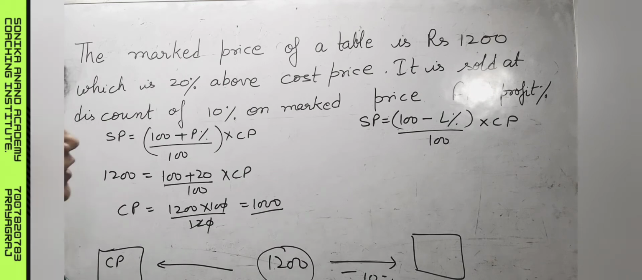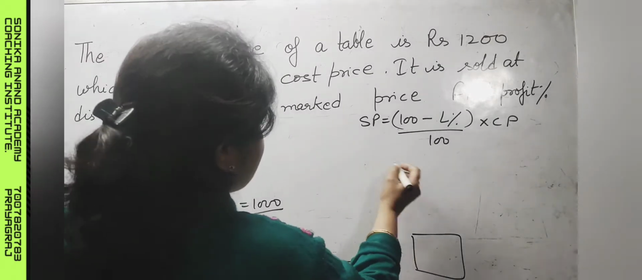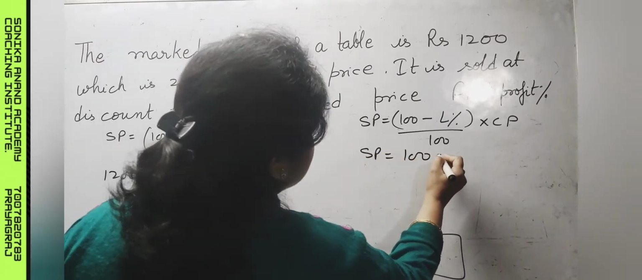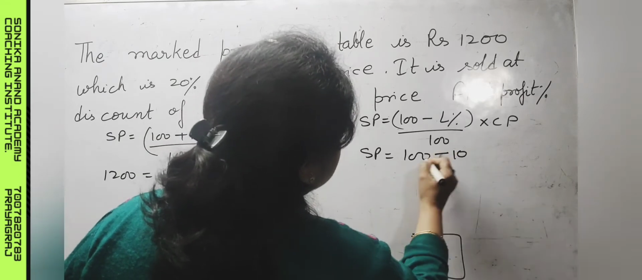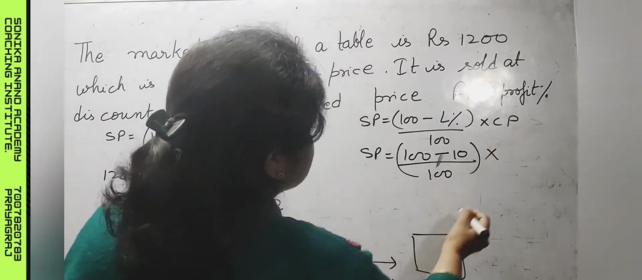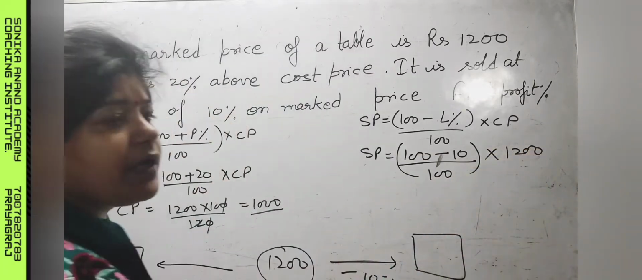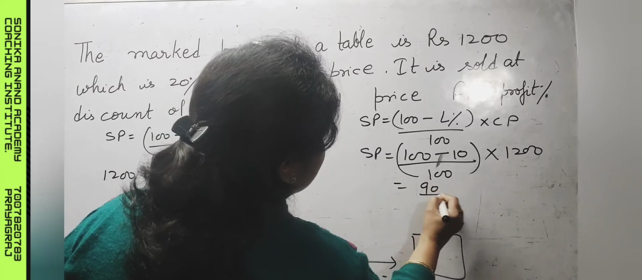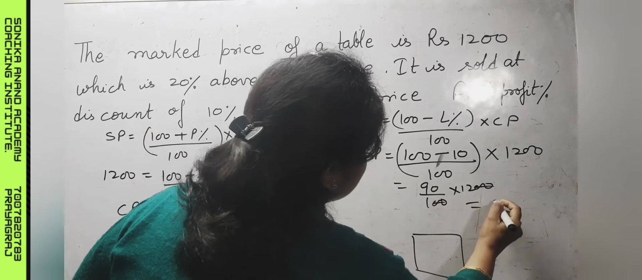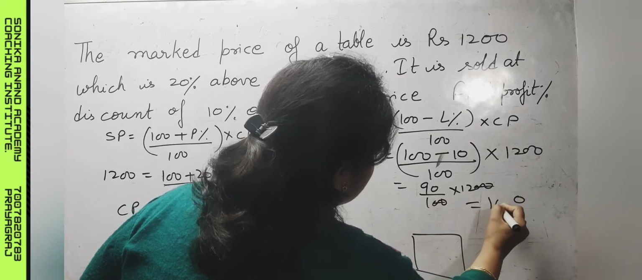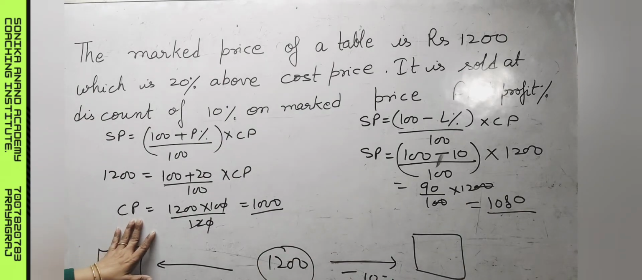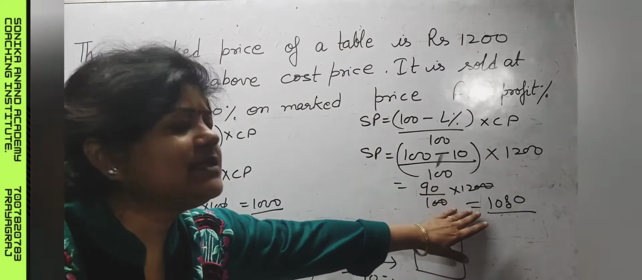Clear? Now what is the market price or selling price? Ultimately it becomes 100 minus the loss, that is 10%. There's a discount of 10% given by the shopkeeper to the customer, into the price which is now 1200. So it becomes 90 over 100 into 1200. Both zeros cancel. 12 nines are 108. Clear? So now ultimately this is the main cost price and this is the overall selling price.